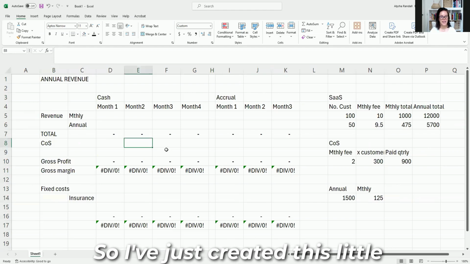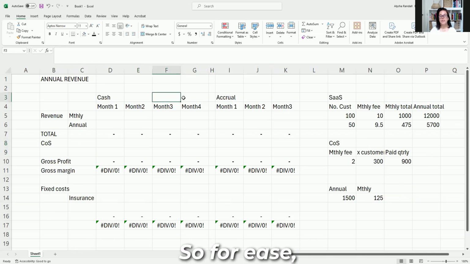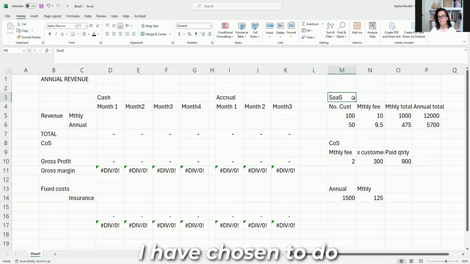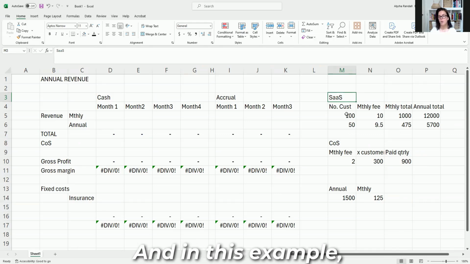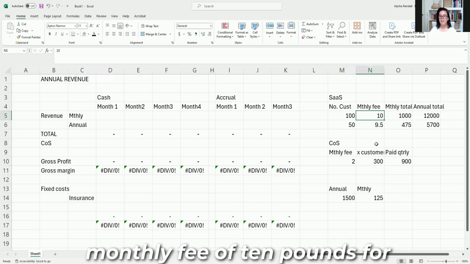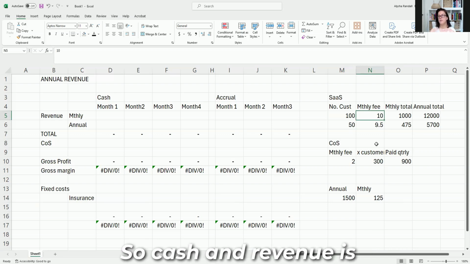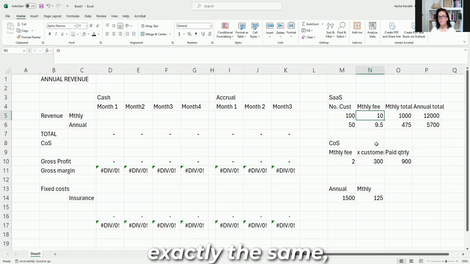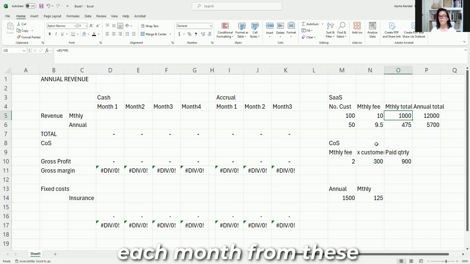So I've just created this little model that can show the difference between the two. For ease, I have chosen to do a SaaS business, so a subscription-based business. And in this example, we have 100 customers who pay a monthly fee of £10 for the same months that the revenue is received. So cash and revenue is exactly the same. And £1,000 then is received each month from these 100 customers.